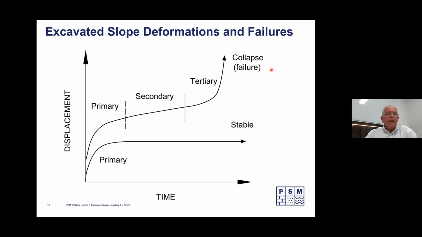So back to the excavation, deformations and failures again. So the concept that we're dealing with are possibly these 4 phases of movement: primary displacement with time, secondary creep, tertiary creep leading to collapse. And some slopes don't go through all those, they just have a primary movement and then become stable.